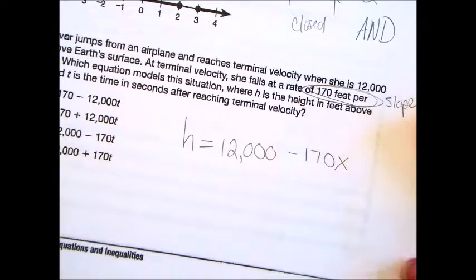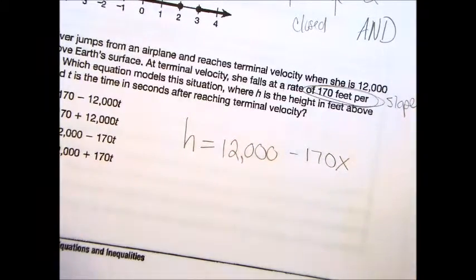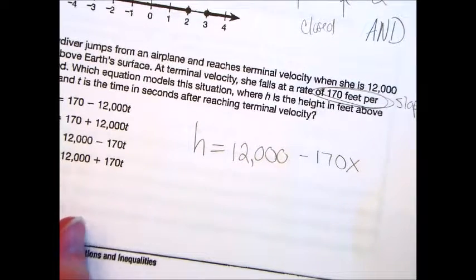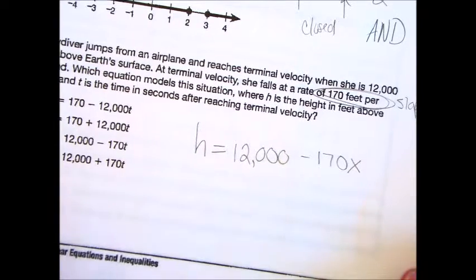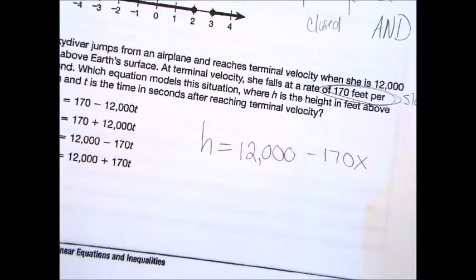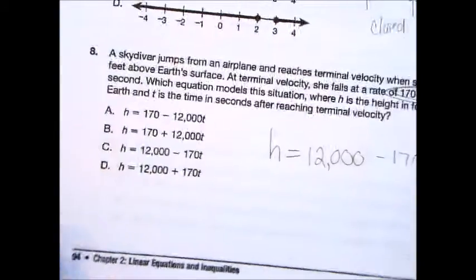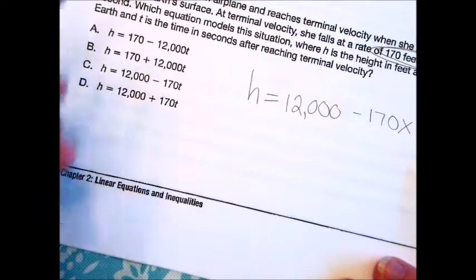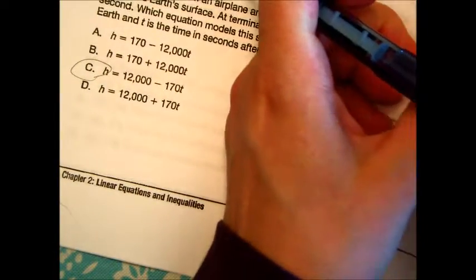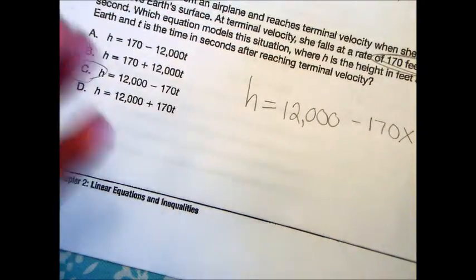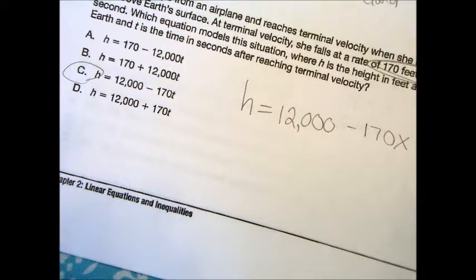So there's your slope. That's the one that gets the x because it's 170 feet every second. So if you ever have that word each, or you have that word every, or you have that word per, all that means is that it's your slope and it gets the x. So the only equation that fits what we have written is C. Okay? Remember, the distance to Earth is getting smaller because she's getting closer and closer and closer to Earth.